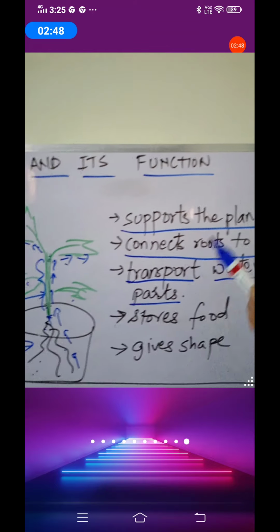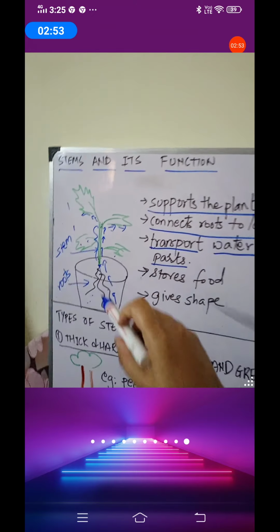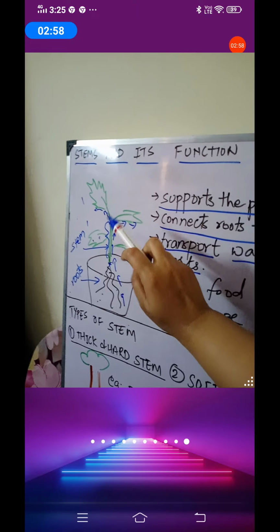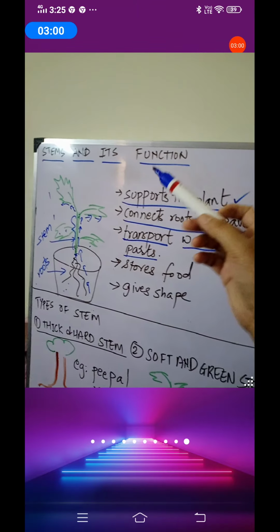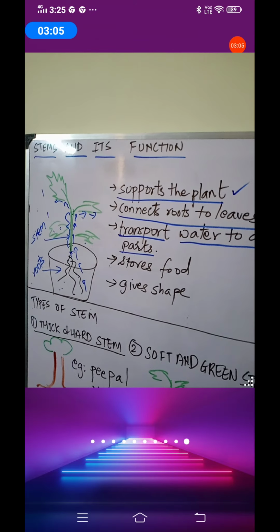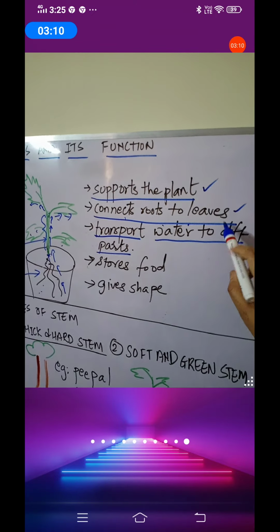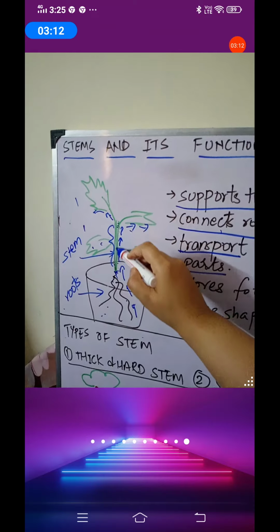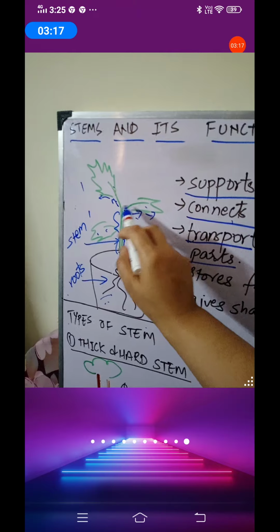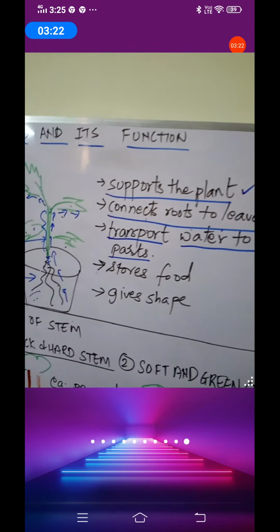Is it clear? So what does the stem do? Stem is supporting the plant. If I cut this portion, what will happen? The plant will fall down. Then what does the stem do? The stem is connecting the roots to the leaves. Correct or no? See, this is the stem. Stem is connected to the roots, and the leaves are also there on the stem. So stem is connecting the roots to the leaves.